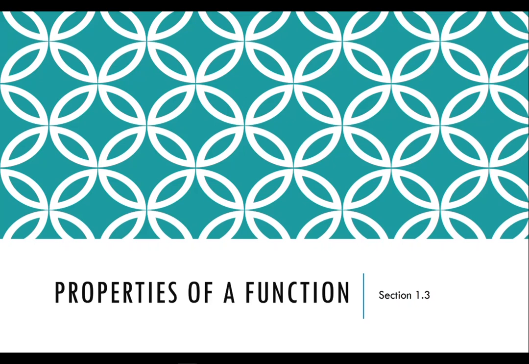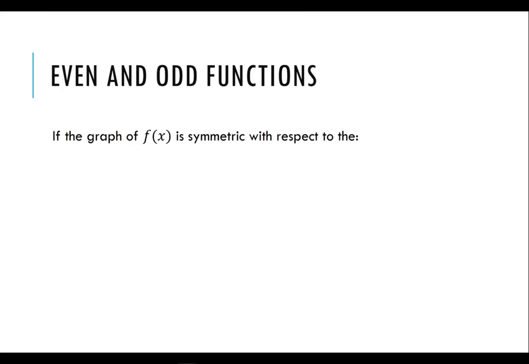Section 1.3, Properties of Functions. So once we know about symmetries, specifically symmetries with respect to the y-axis and origin symmetry, once we know that we have a function in addition to those symmetries, we can actually talk about something called an even and an odd function. So if the graph of f of x is symmetric with respect to the y-axis, then we're going to say that the function f of x is an even function.